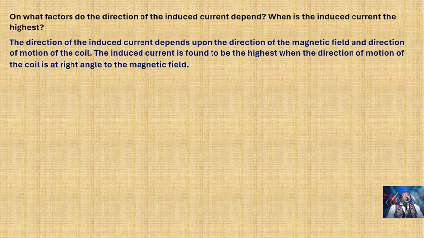So the direction of the induced current depends on the direction of the magnetic field and direction of the motion of the coil. The induced current is maximum when the direction of the motion of the coil is at right angle to the magnetic field.